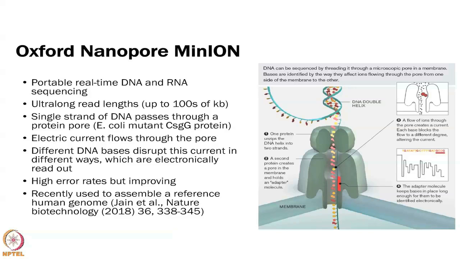And then the other one, which is actually quite similar in terms of some of its benefits, is the Oxford Nanopore MinION, which again is a USB-sized sequencer. It can do really ultra long read lengths, up to hundreds of kb. The way they do this is there's a protein pore that's actually an E. coli mutant of a CsgG protein.